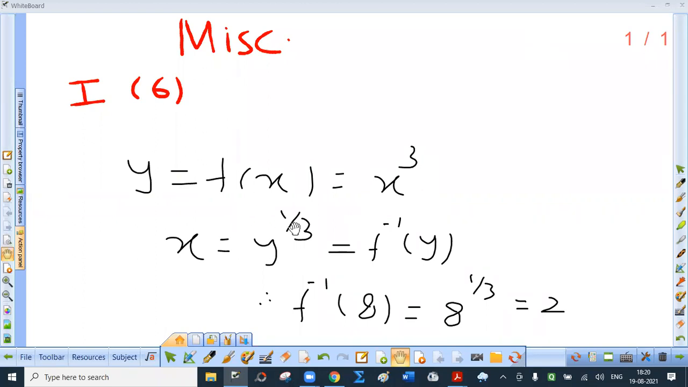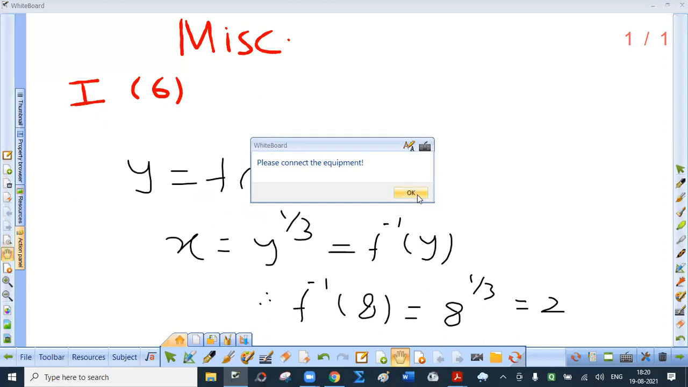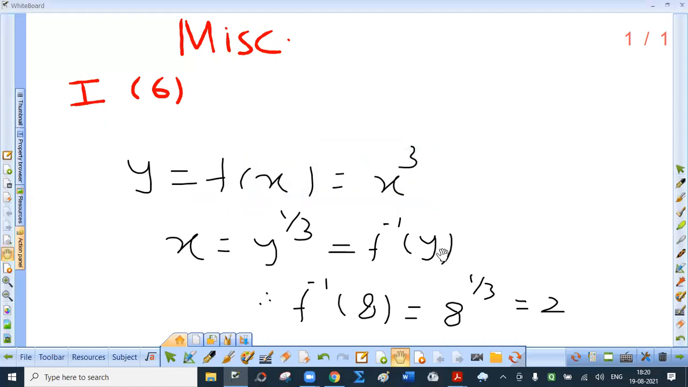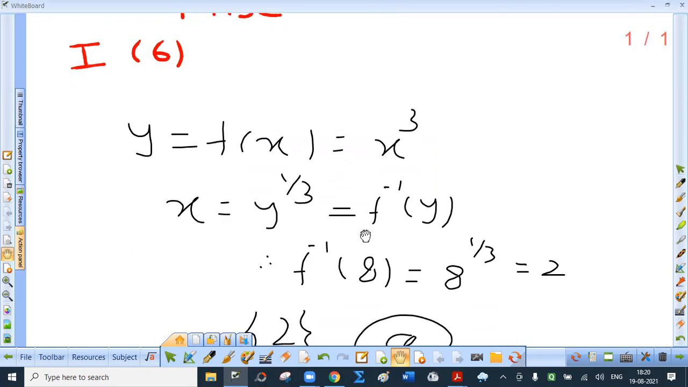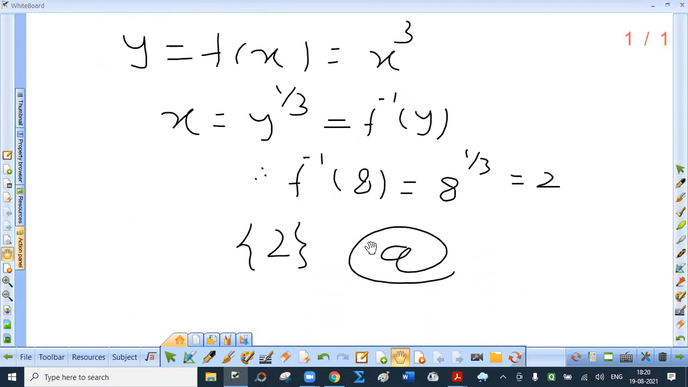Or you can say y is x cube. So x is y raised to 1 upon 3. Now y equal to f of x means x equal to f inverse y. What is asked? F inverse 8. So 8 raised to 1 upon 3, that is 2. So correct option is A, Ahmedabad. Right, done.